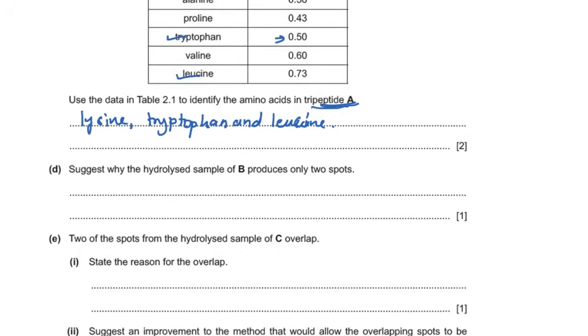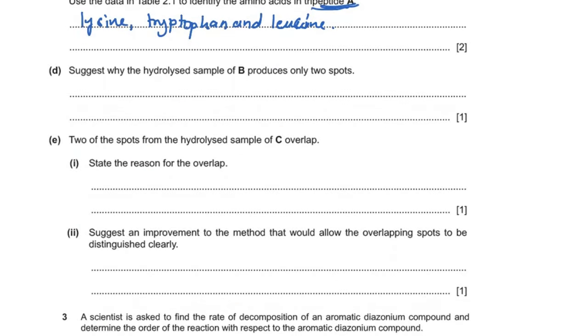Now if we go ahead with the next sub question, it says suggest why the hydrolyzed sample of B produces only 2 spots. So again, if you go back and check the diagram, you will see that only 2 spots are produced for the sample of B, and this is possible only when there are 2 types of amino acids present in the tripeptide B.